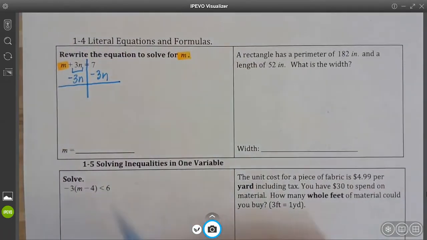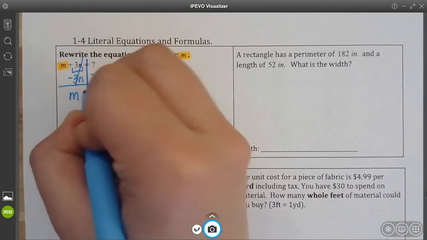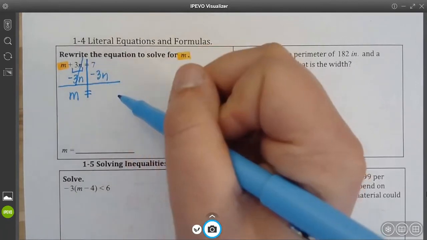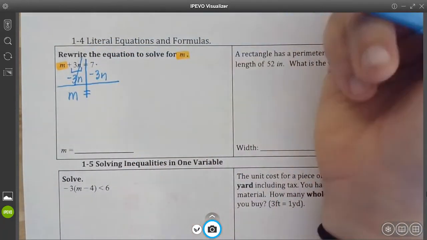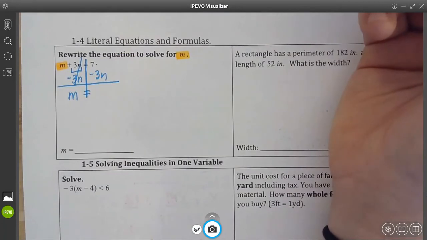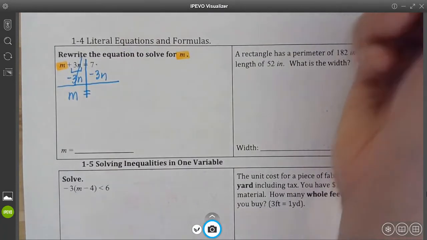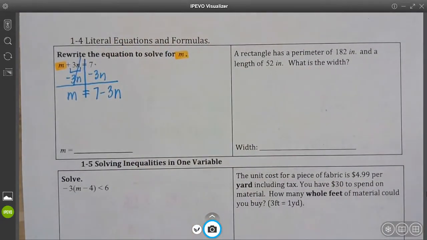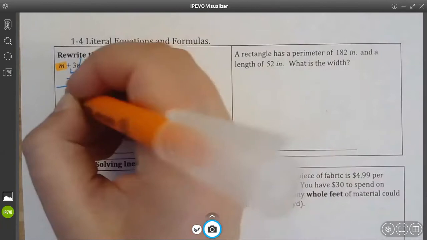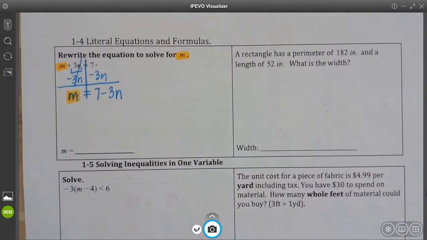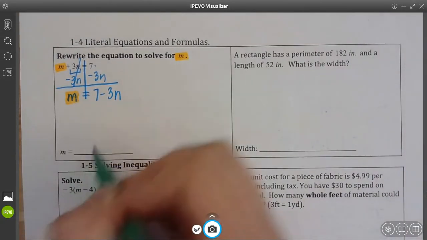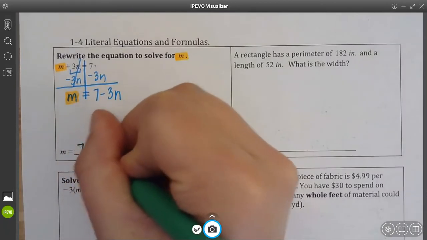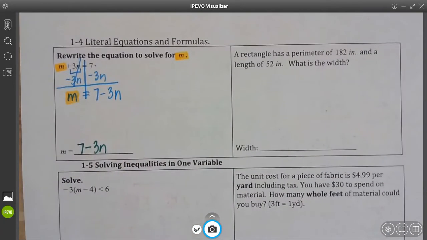When I do that subtraction, I'm just left with m on one side, but I'm kind of stuck here. This 7 and the negative 3n are not like terms. I'm not allowed to add or subtract them, so I'm just going to write them next to each other. I'm going to have 7 minus 3n. And this is a little bit weird, but we've got m by itself now. So that's going to be our final answer. We don't have to do anything else as long as we've got m by itself. So I'll write my final answer on this line. 7 minus 3n is going to be it.